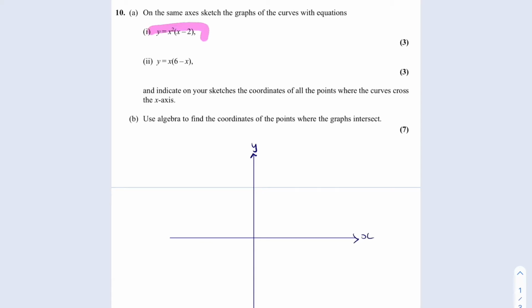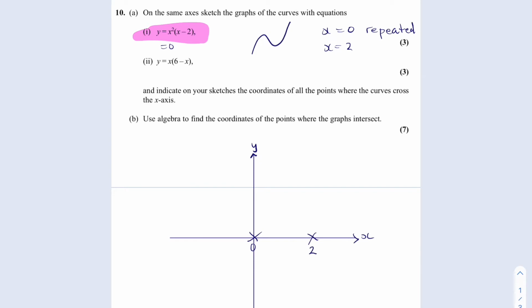And my first curve is a cubic, because if I multiply that out, I'll get x cubed minus 2x squared. Highest power is 3, it's a cubic, and it's a positive cubic, so it's going to have this shape. Now, I need to know where on the graph that's going to be, and I do that by looking at the roots. This is equal to 0 when x is equal to 0, which is a repeated root, or when x is equal to 2. So let's just put those on the graph. There's 0 and 2.